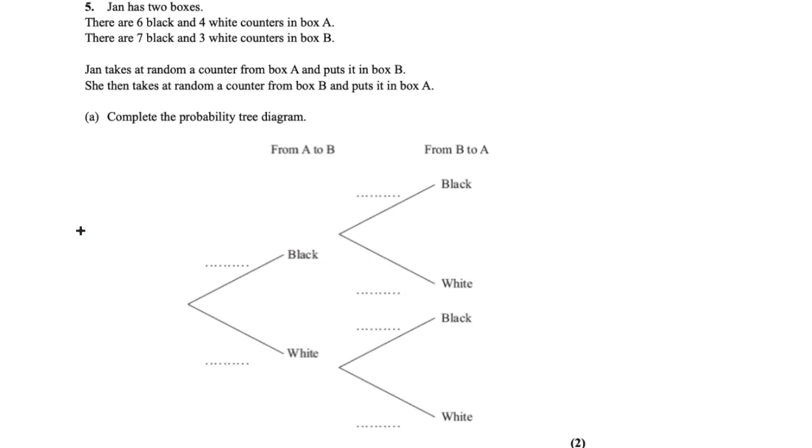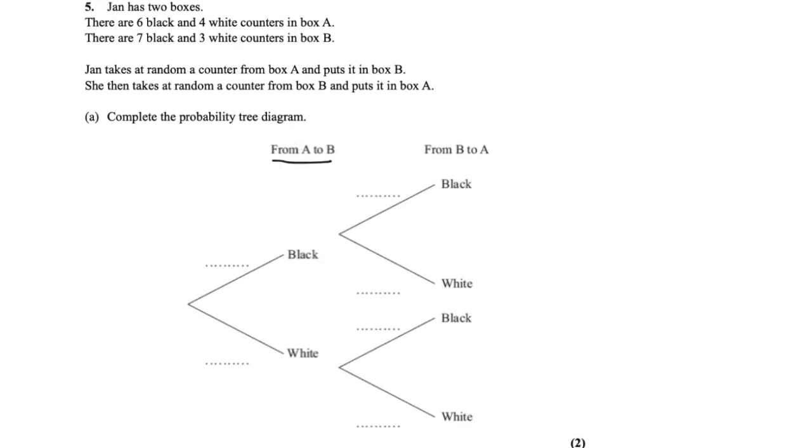So it's a little bit complicated when we're reading it. It's maybe not completely obvious what we're meant to do, or maybe we feel a bit unsure because we've not seen a question like this before. But what I'd say is let's think about it really logically. So the first thing we've got is, what's the probability that firstly Jan takes a black counter from A.